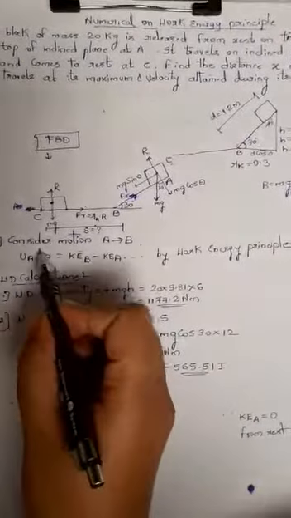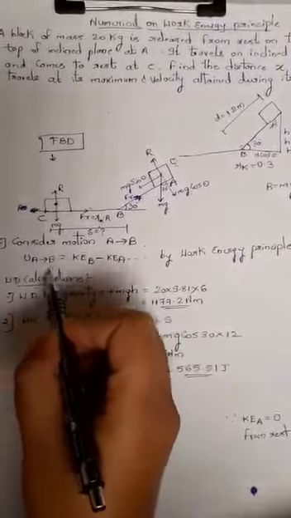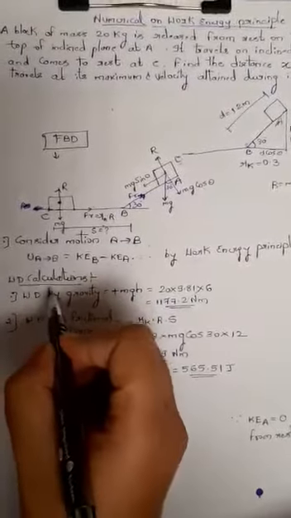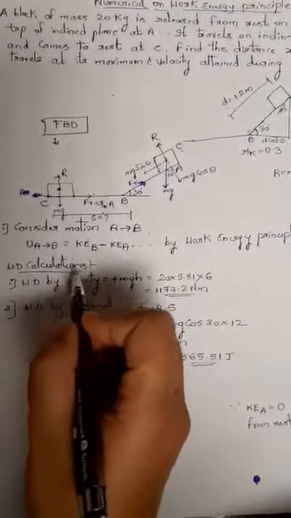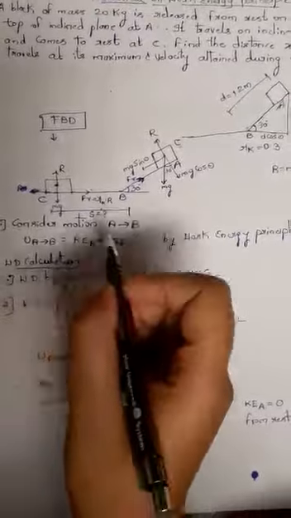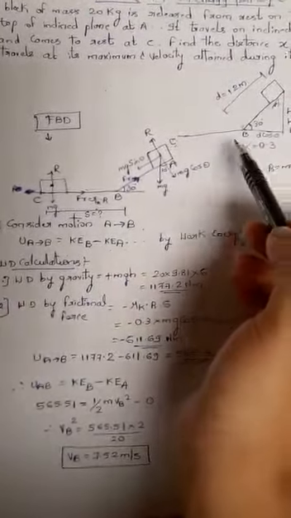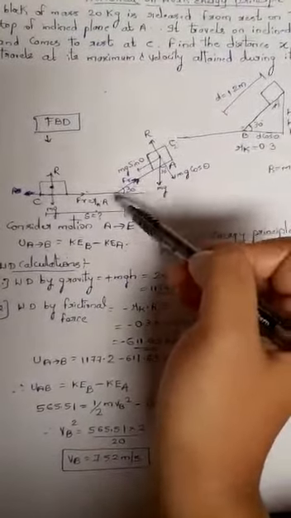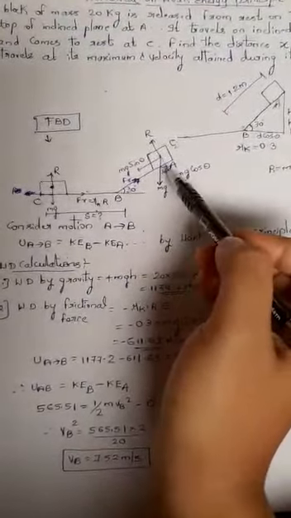Now first let us find out what is the total work done from A to B. So for that I need to do the work done calculations. First, what is the work done by different forces? Now as the block is acting on an inclined plane, it is moving downwards here. No external force is acting on the body.